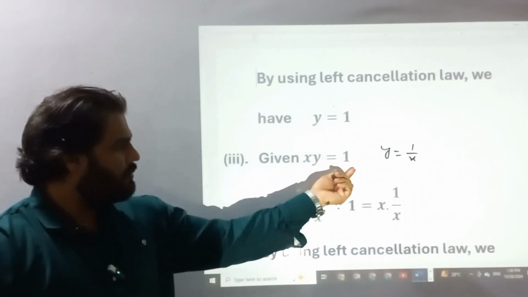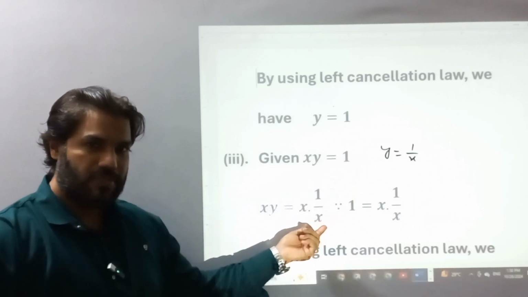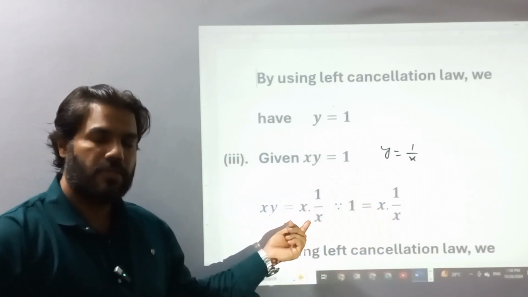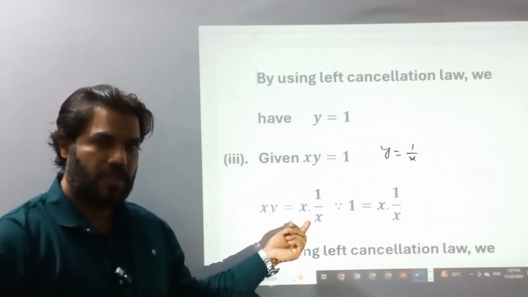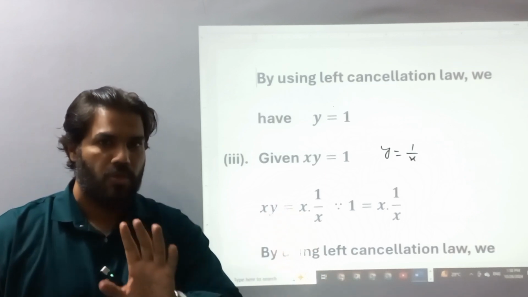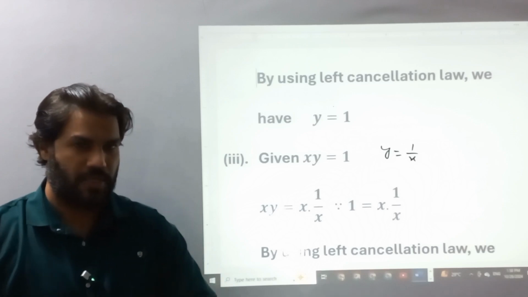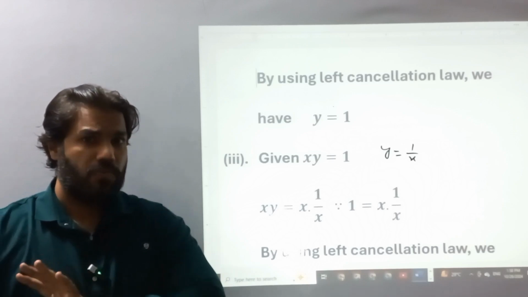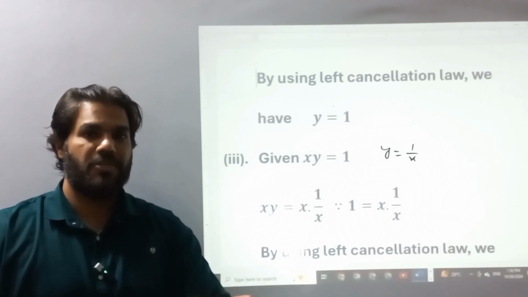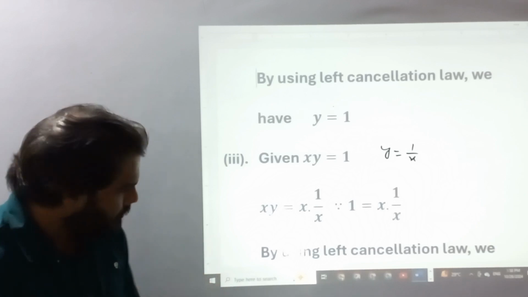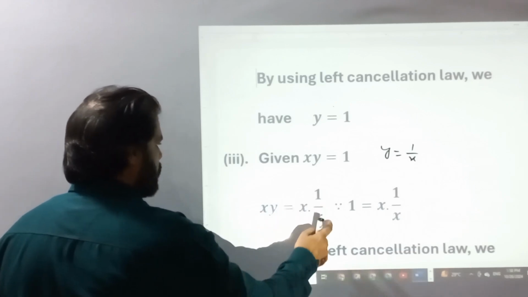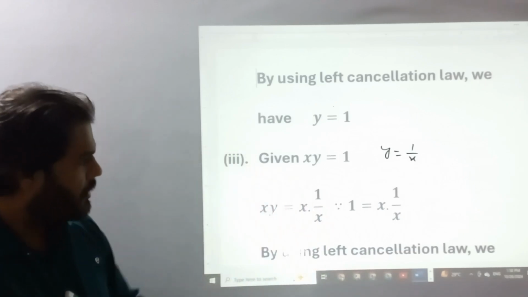So can we write 1 is equal to x into 1 over x? Yes, 1 is equal to x into 1 over x. Now by applying the left cancellation law, x will cancel x, because here x is non-zero, so we can apply the left cancellation law. But if x is 0, we cannot apply it, because it leads to the indeterminate form 0 over 0. So by the left cancellation law, this will become y is equal to 1 over x. That is required.